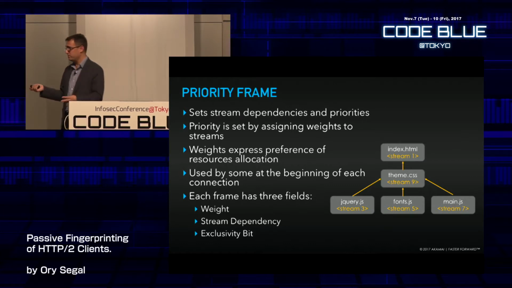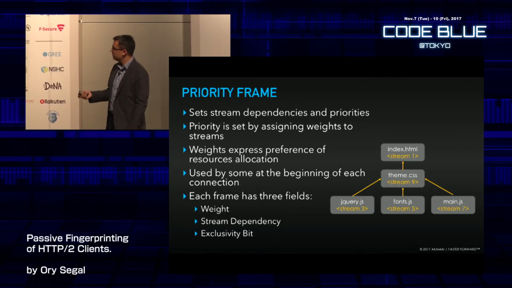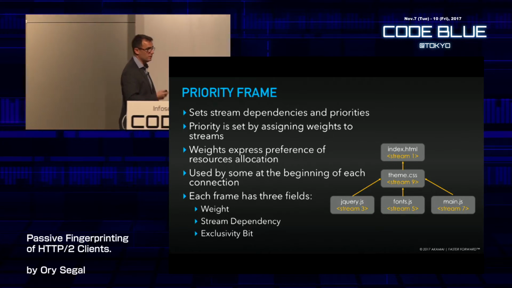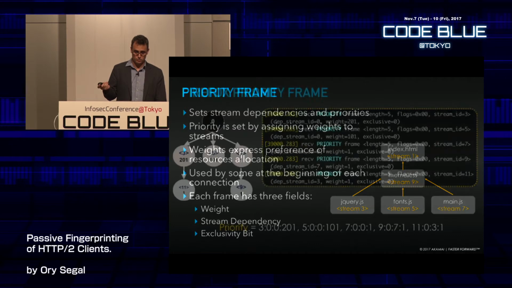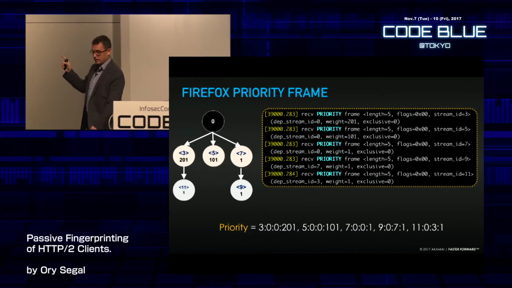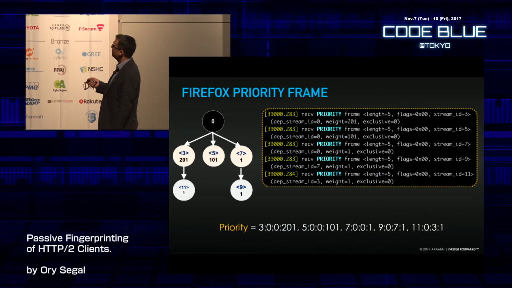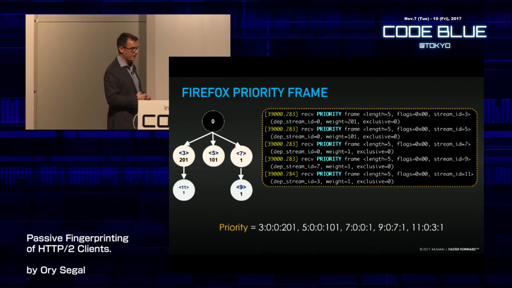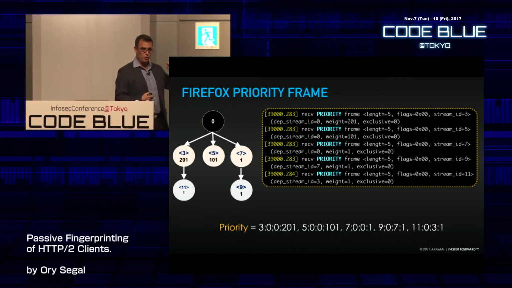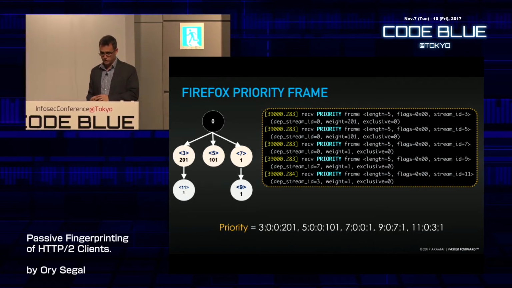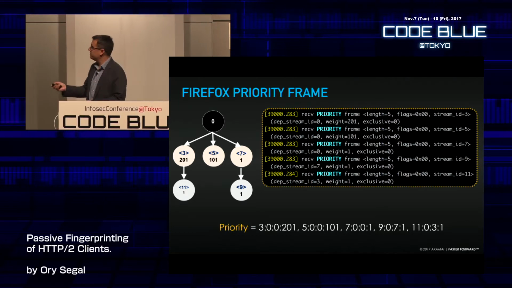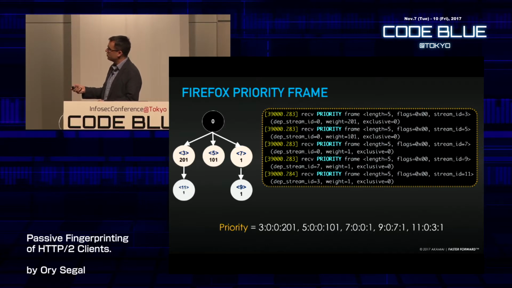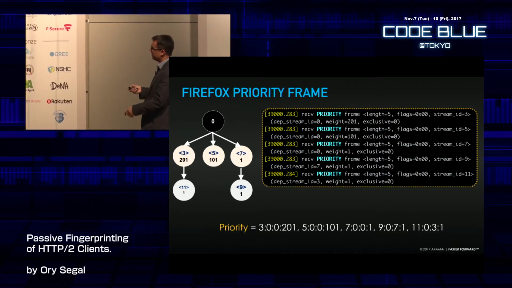Each frame includes three fields. I show them: the weight, the dependency, and the exclusivity bit, which usually is 0. So this is actually the Firefox priority frame settings in the beginning. It's pretty sophisticated, but that's the default. When Firefox opens an HTTP connection, that's how it sets the priorities for the different five frames in the beginning. And this is how we encode it for the fingerprint. You have the stream ID, the exclusivity bit, the stream it is dependent on, and then the weight.